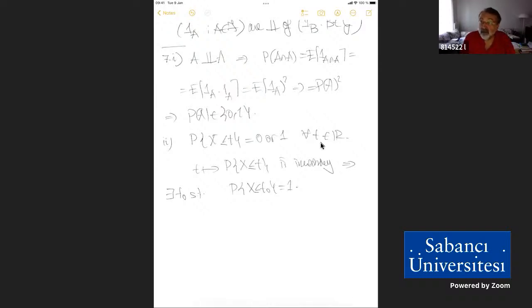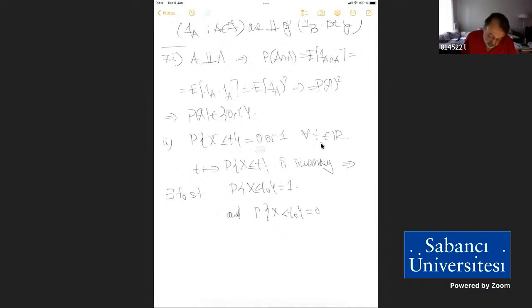Since it's an increasing function, and you know that it will be 1 or 0, after some t it should be 1. Of course, if X is not already equal to minus infinity, and we exclude this possibility. If this is 0 for all t, it means that the probability that X takes any value in R is 0, hence X is minus infinity. We exclude this situation. So let me then say that this is equal to 1, and the probability that X is less than t0 is equal to 0.